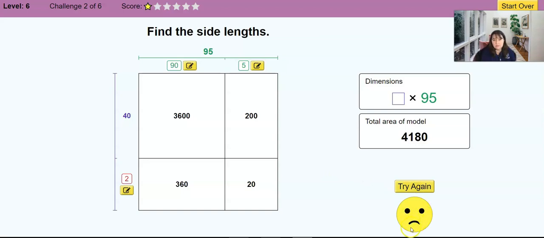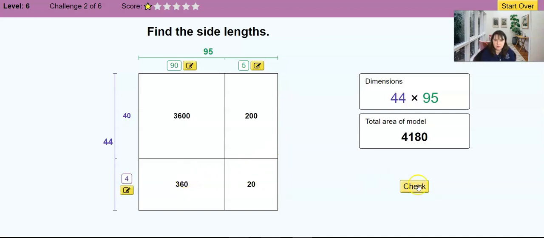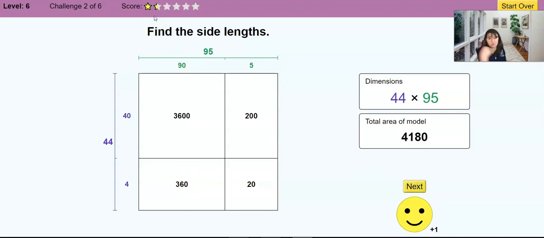And it says, oh, it's sad. And it says try again. But it did take away a star. And if I do get it right, it's going to tell me which one I got wrong. That's always helpful. You notice it's red. So this is the one I need to change. I need to make it a 4. I'm going to hit check. It's happy with me, but it only gives me half a star. So I have to work twice as hard.